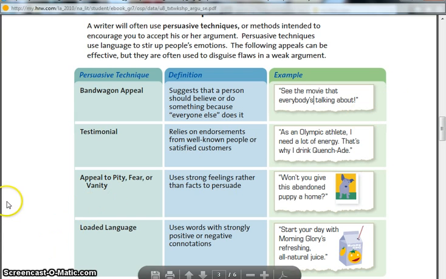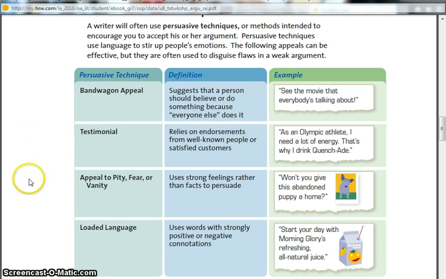The next type of persuasive technique is testimonial. This relies on endorsements from well-known people or satisfied customers. This reminds me of the new McDonald's commercial that's recently come out where they compare their bacon club sandwich or something like that to LeBron James, and then LeBron himself gets on and talks about the sandwich. Another example is a Foot Locker commercial called The Educators, and it uses a whole bunch of different professional athletes to try to get people to buy the shoes that are being sold there.